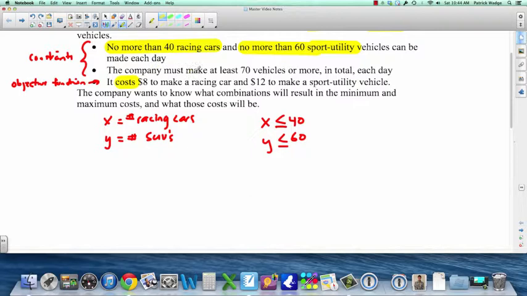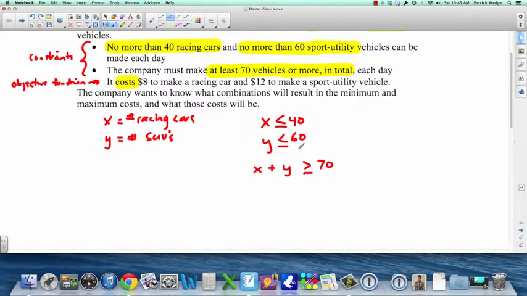Next one. The company must make at least 70 vehicles or more in total. So in other words, if you take the number of racing cars and add together the number of SUVs, you need to have at least 70 vehicles. So in other words, the number has to be more than 70. Can it be equal to 70? Yeah, if I'm at least 35 years old, could I be 35? Yeah, I could. I'm not, sadly, but I could be. So it can be equal to. X plus Y is greater than or equal to 70. Okay, these are our main constraints.